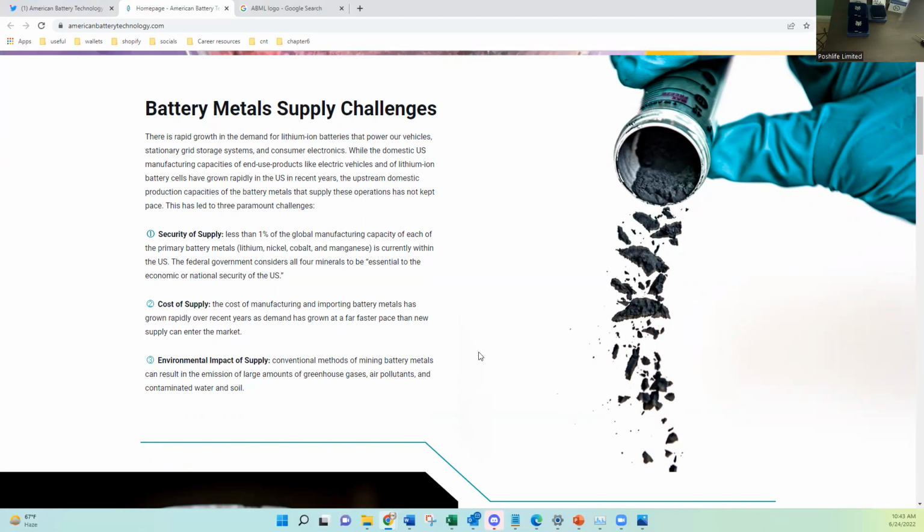So that's where mining is one factor, but recycling all the piles of old lithium batteries in a faster, cleaner way that yields a better product where they can demanufacture batteries, it's going to be huge. Environmental impact of supply. Conventional methods of mining battery metals can result in emissions of large amounts of greenhouse gases, air pollution, and contaminated water and soil.